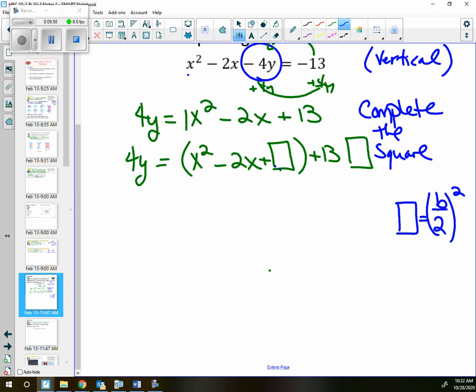So our b value in this one is our -2. Remember, it doesn't really matter the sign because you're going to square it anyway, but let's go ahead and see what we get when we do that. So we're going to divide by 2. So that would be -1, and -1 squared would be 1. So what I'm putting in here is a 1.